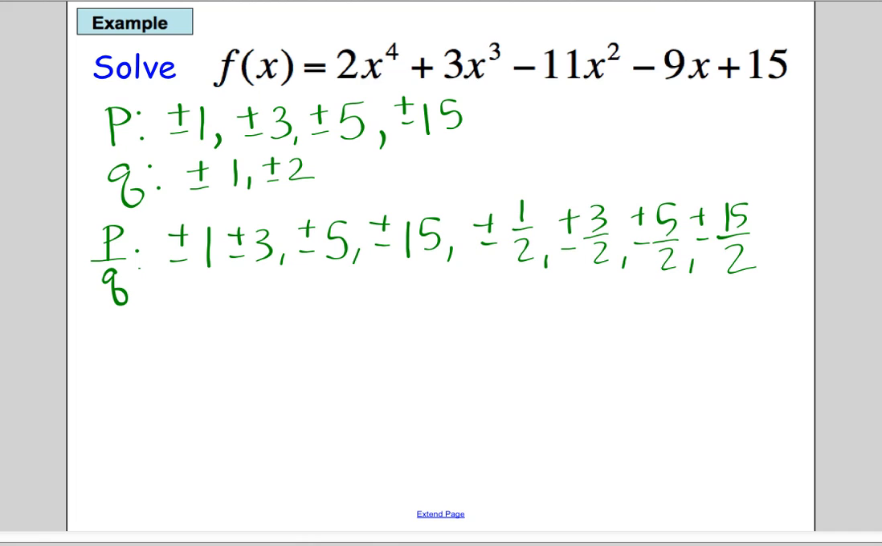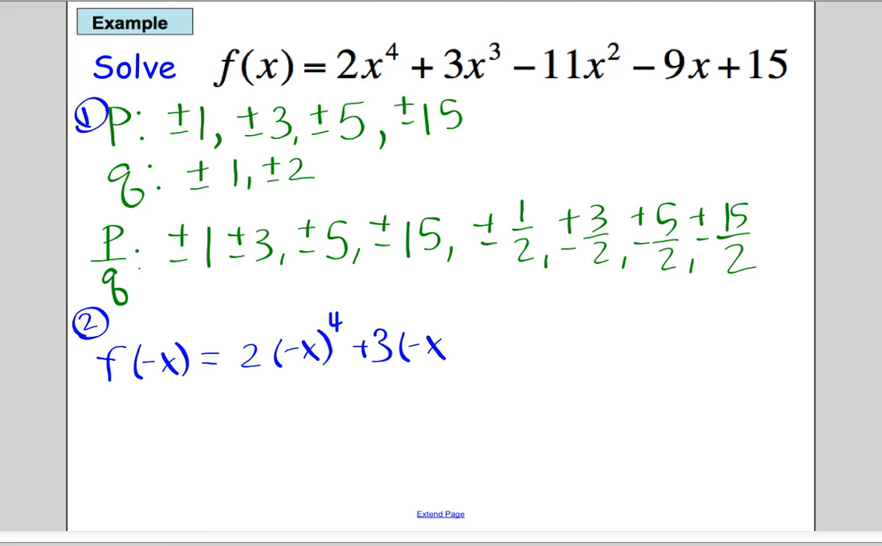In order to do Descartes' rule of signs, we're going to need f of negative x. That will be the second step. Step 1, possible zeros. Step 2, Descartes' rule of signs. So we'll put a negative x in for all of our x's and do a little simplifying here.